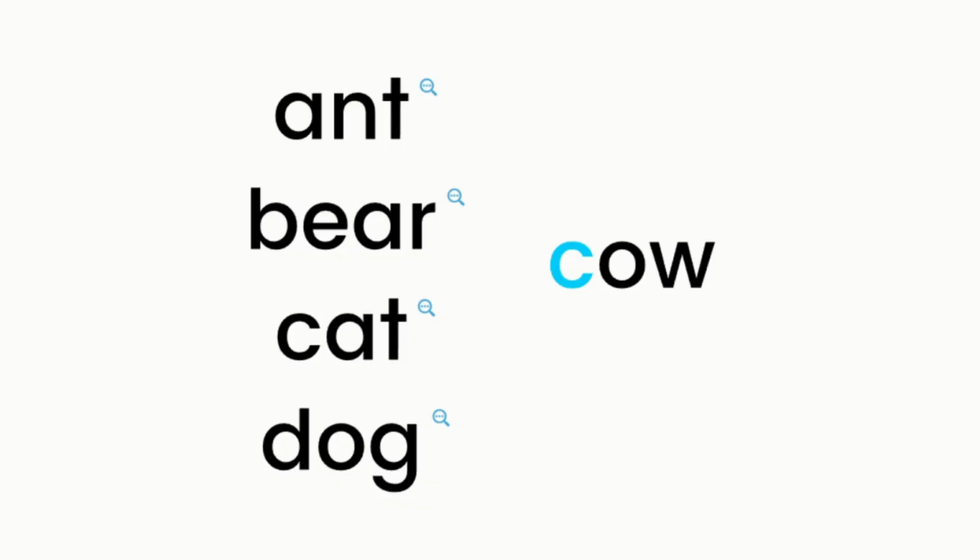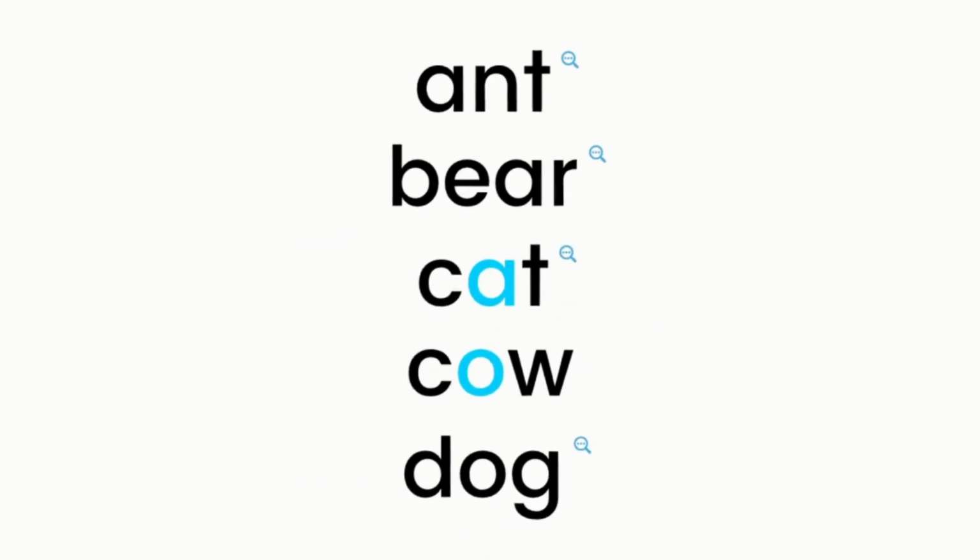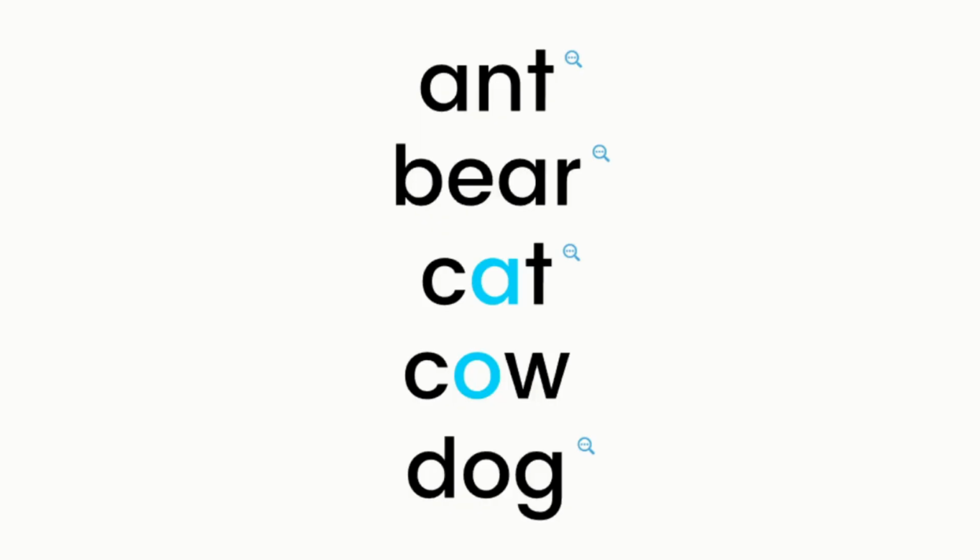But does it come before or after cat? Let's look at the second letter in cat and cow. A and O. Which comes first in alphabetical order? A or O? Because O comes after A, we will put cow after cat and before dog.